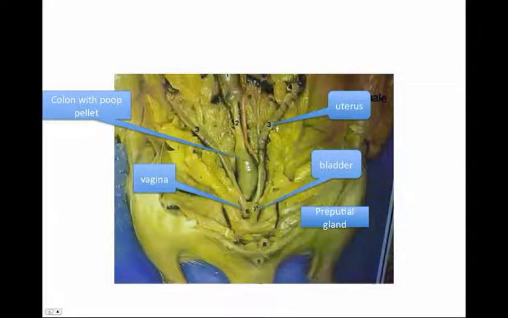Again, there's that little ball that kind of comes up here. You could see that it's the bladder. Next to it is the vagina. Vagina is the end product of where the uterus is. And there's one of the female glands here that you do need to know. Down here, this would be the external area, which is the clitoris.